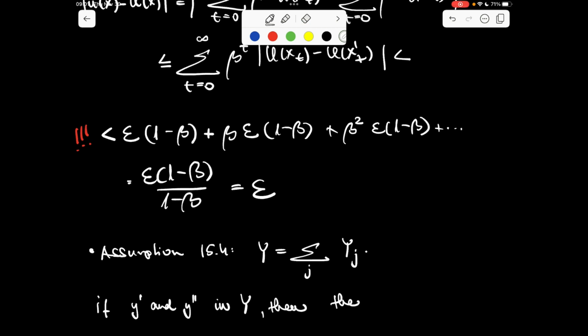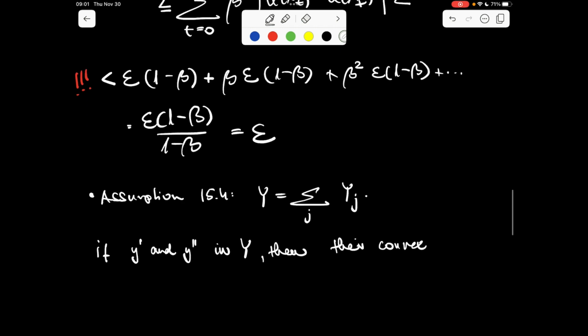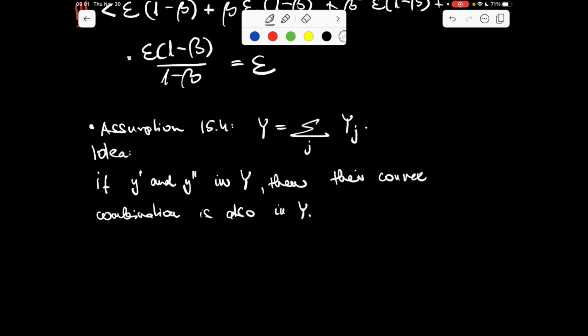then their convex combination is also in the production set. So this is the idea we are going to use. So first, let's start with the definition of the production set.